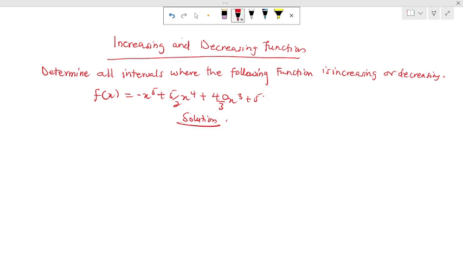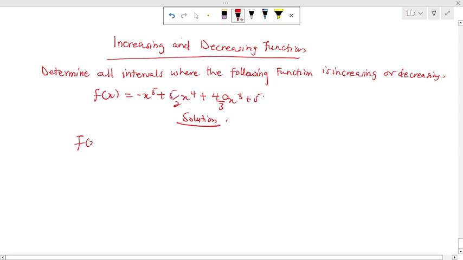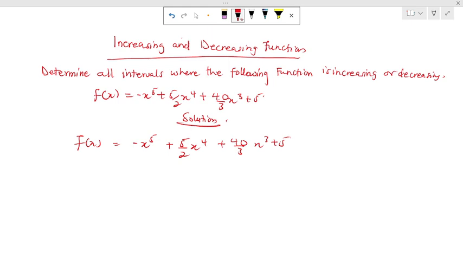So our function is given. f of x is equal to negative x to the power 5 plus 5 over 2 x to the power 4 plus 40 over 3 x to the power 3 plus 5. As I said, to find the increasing and decreasing intervals, you have to find the derivative. That's the first thing to do.